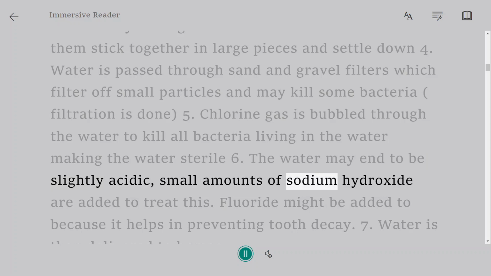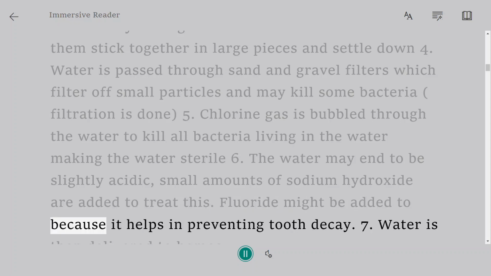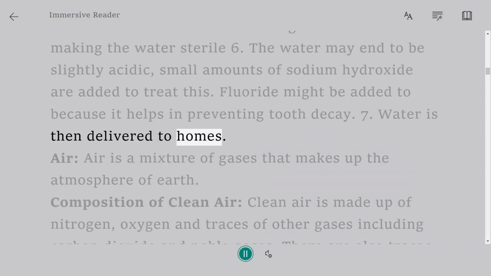Small amounts of sodium hydroxide are added to treat this. Fluoride might be added too because it helps in preventing tooth decay. 7. Water is then delivered to homes.